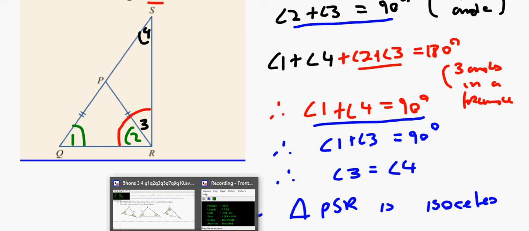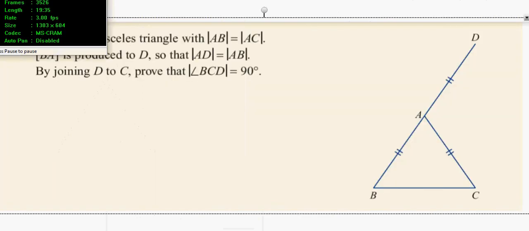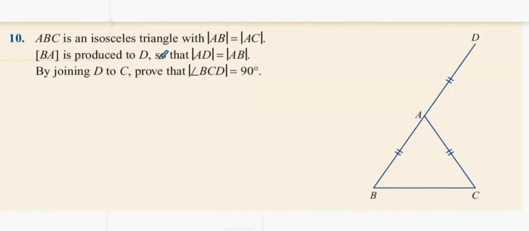Okay, let's try another one now. Okay, ABC is an isosceles triangle with AB equal to AC. BA is produced to D, so BA is extended onto point D, so that AD equals AB, so the length of D to A is the same thing as A to B. By joining D to C, so we're going to join D to C, prove that BCD, B to C to D, is 90 degrees, right?